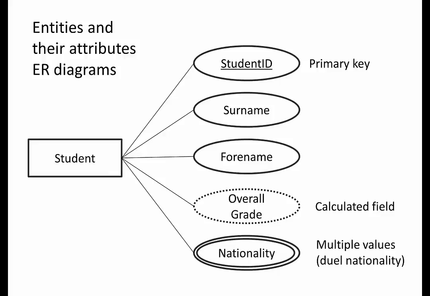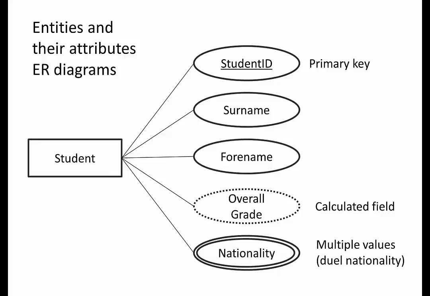On the entity relational diagram, this is how entities and their attributes are often represented. This was the original Chen notation. Entities are drawn in rectangles. Attributes are drawn in ovals, named in ovals, connected by connecting lines. So the student here has 5 attributes.